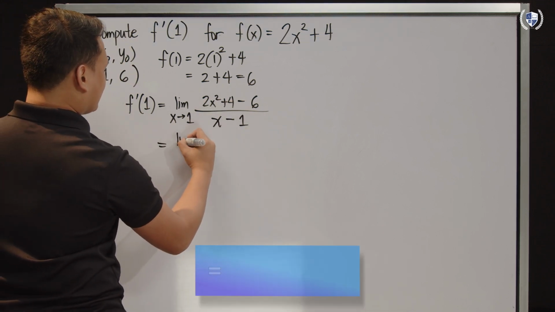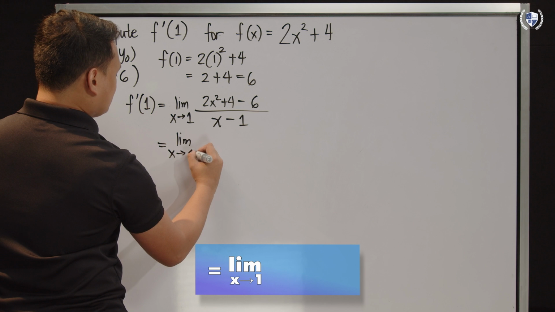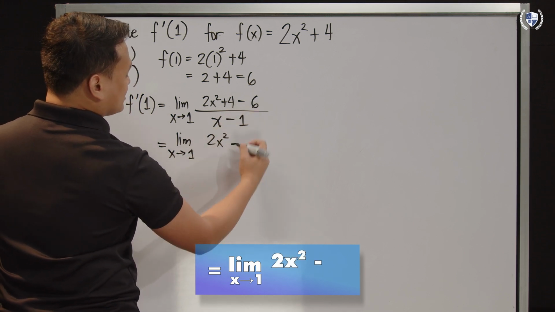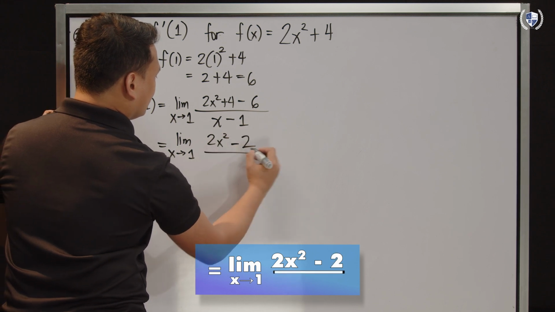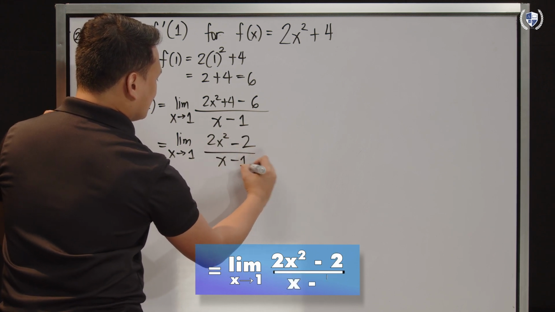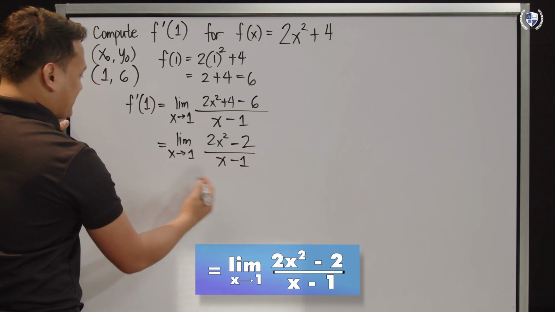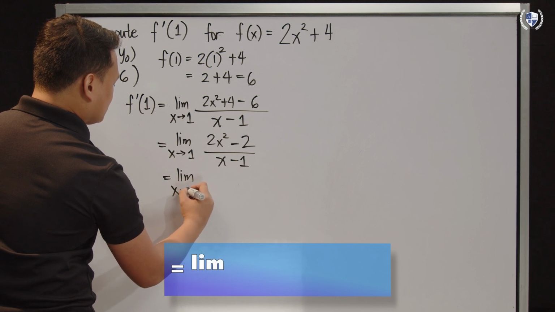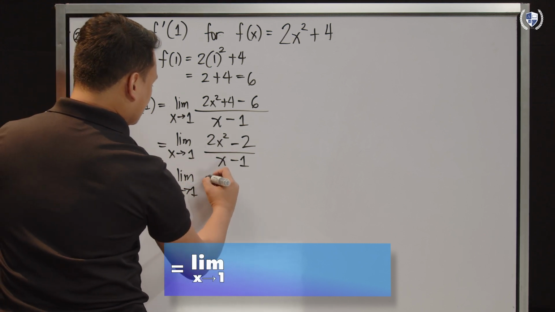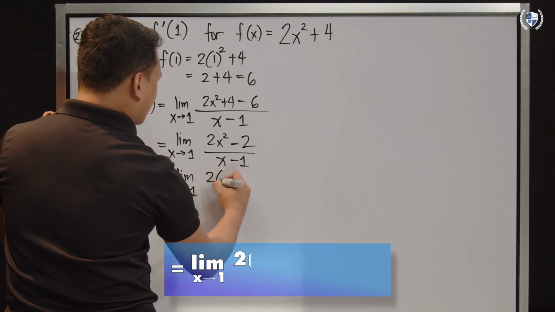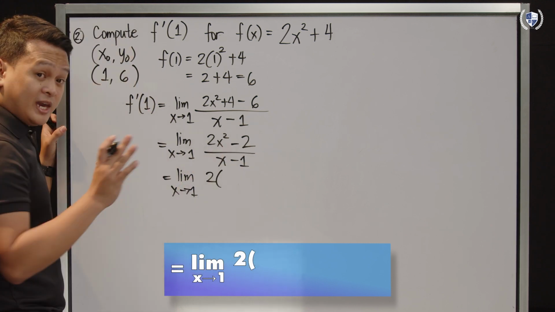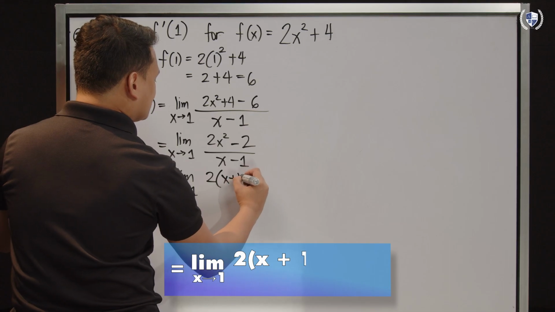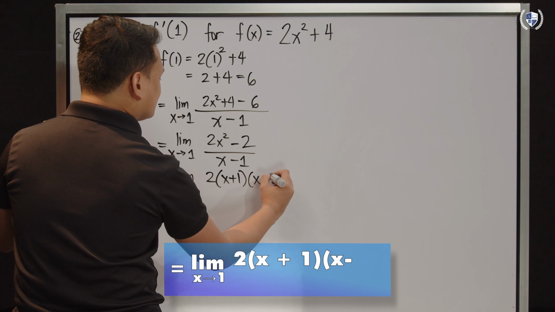Simplifying yung numerator natin. Anong mangyayari sa numerator? That would be 2x squared plus 4 minus 6 would be 2x squared minus 2 all over x minus 1. Siyempre, magpa-factoring pa rin po tayo. This one will become the limit as x approaches 1. Ano yung taas? Factor out 2 first. And then, ang matitira sa loob would be x squared minus 1. Pwede mo nang i-factor pa rin yung x squared minus 1 as x plus 1 times x minus 1.